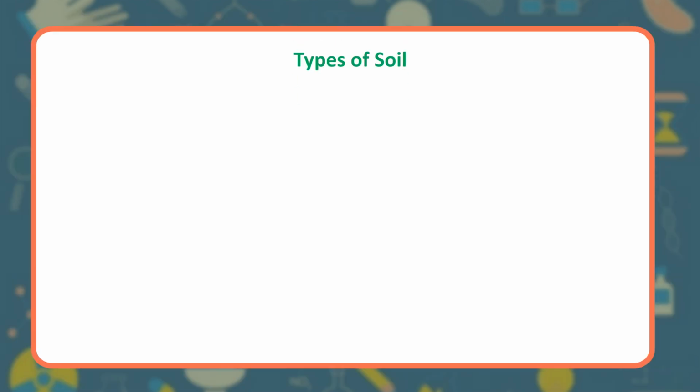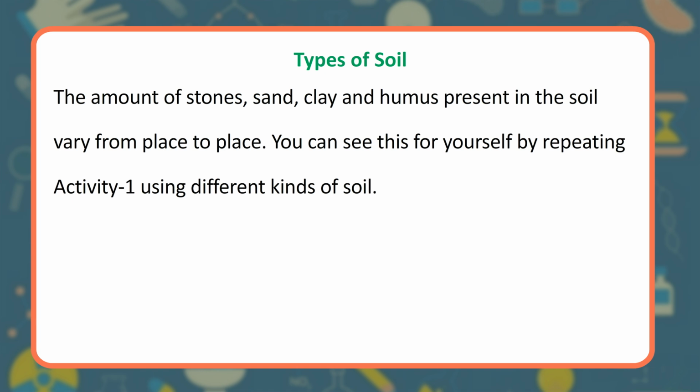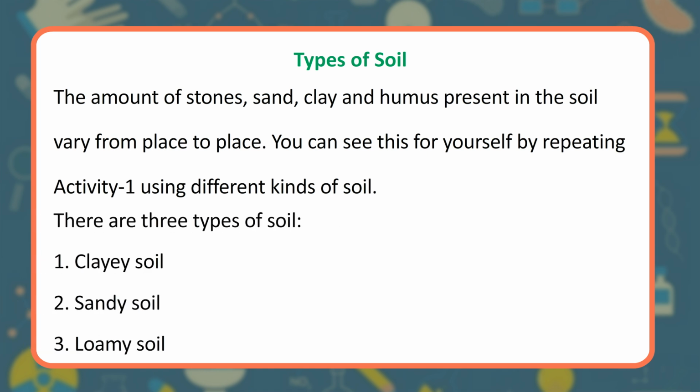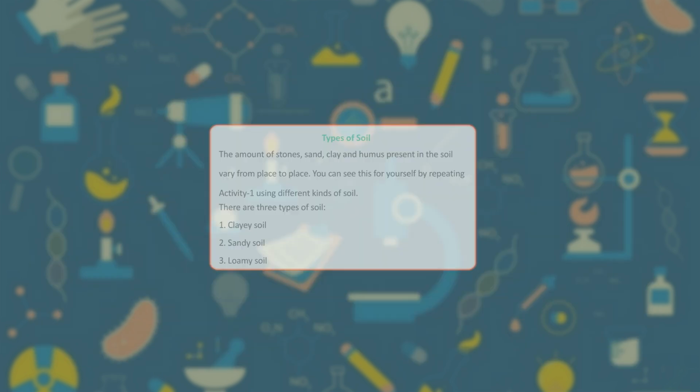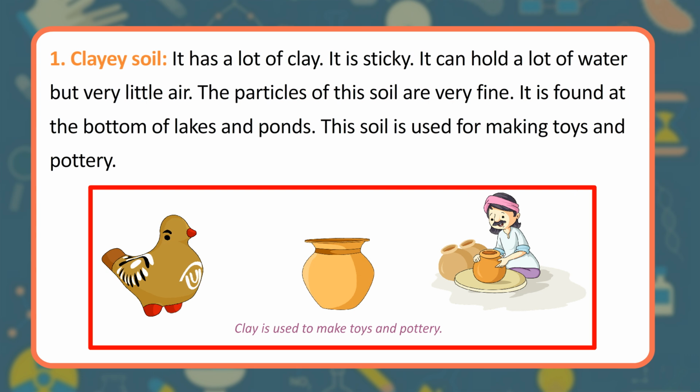Types of soil. The amount of stones, sand, clay and humus present in the soil varies from place to place. You can see this for yourself by repeating activity 1 using different kinds of soil. There are 3 types of soil. 1. Clayey soil. 2. Sandy soil. 3. Loamy soil.